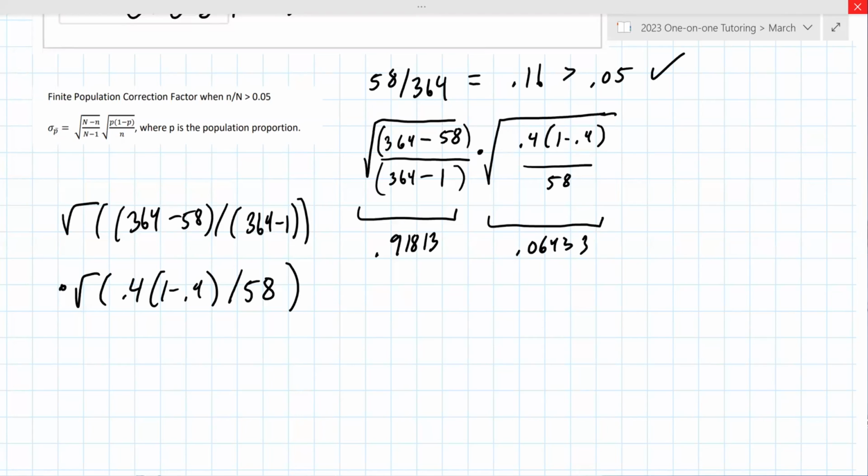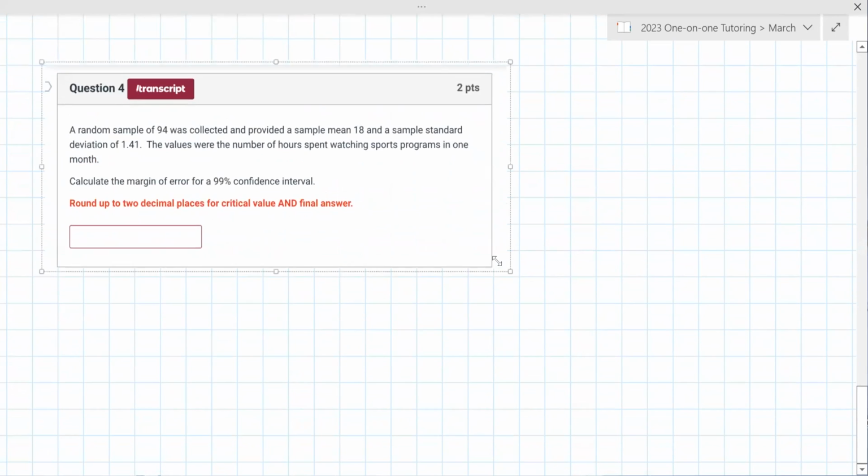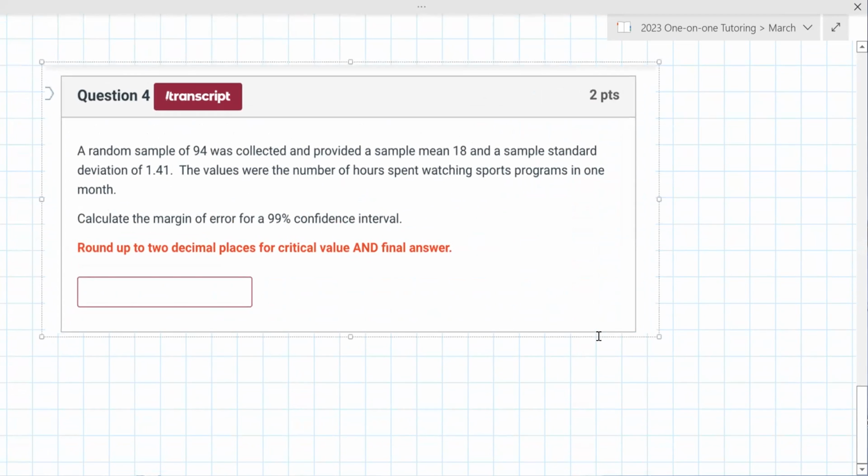Number 4 here. Okay. All right, so we'll keep going here. So a random sample of 94 was collected and provided a sample mean of 18, sample standard deviation of 1.41. The values, that doesn't matter. Calculate the margin of error for a 99% confidence interval.